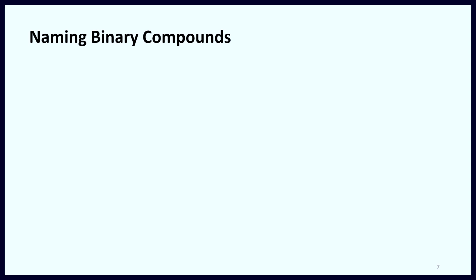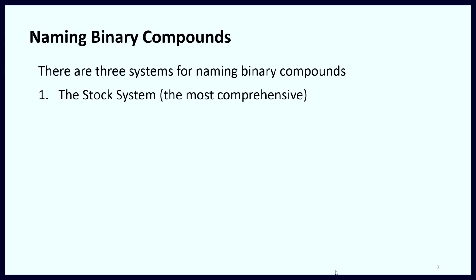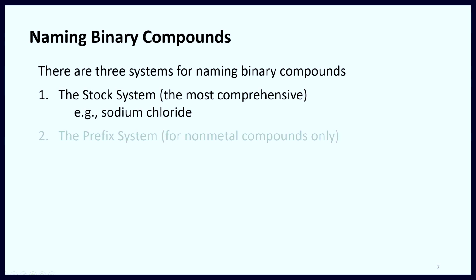All right, so enough for the exceptions. Let's name some binary compounds. Now, there are three systems for naming binary compounds. The Stock system is the most comprehensive system. An example that you're familiar with is sodium chloride. We have the prefix system. It's used for nonmetal compounds only.